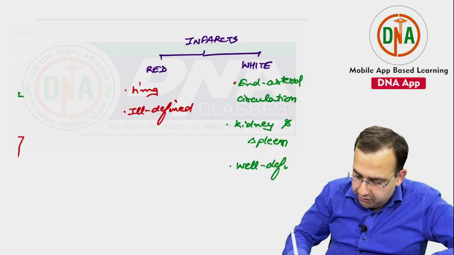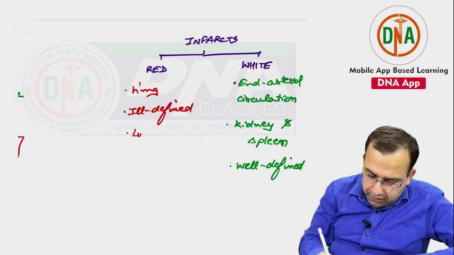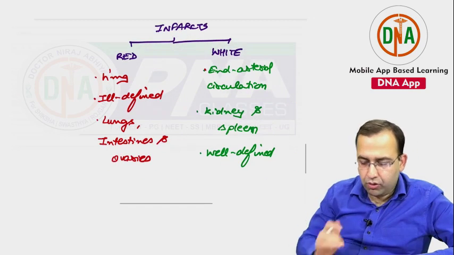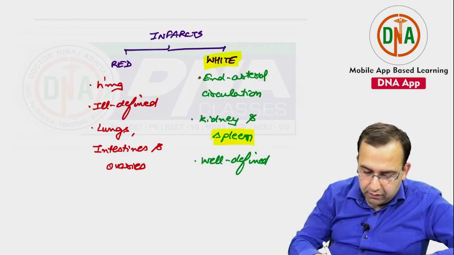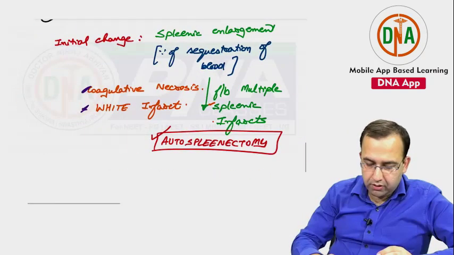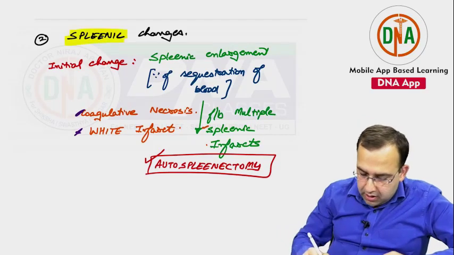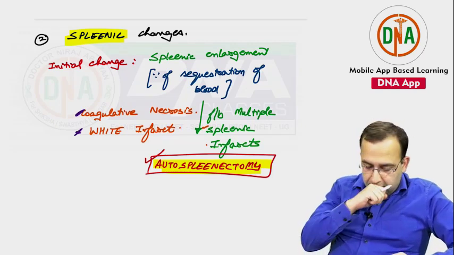It is a white, well-defined infarct versus red infarct, which is seen in lungs, intestines, and ovaries. Not concerned. Spleen is associated with white infarct. This was what we wrote here. So, splenic changes. Sickle cell anemia is associated with autosplenectomy.